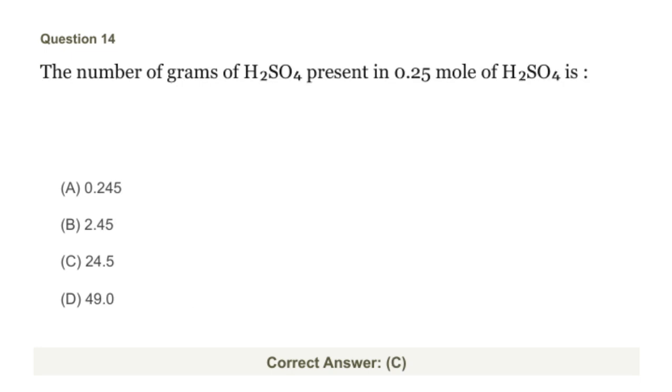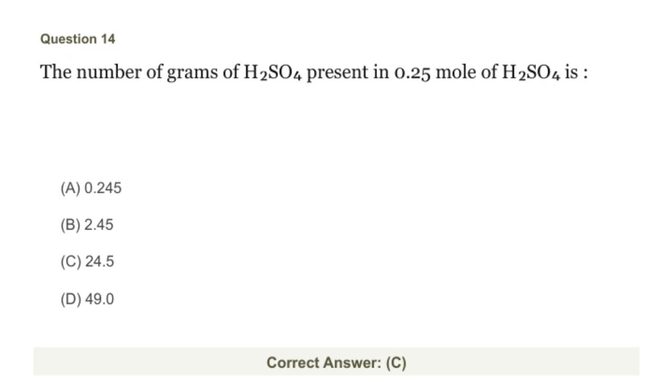All right, let's look at this question about calculating the grams of sulfuric acid, H2SO4, in a given amount. The question asks, the number of grams of H2SO4 present in 0.25 mole of H2SO4 is. The correct answer here is option C, which is 24.5 grams. Now, to understand this, remember that the key is to use the molar mass of H2SO4, for the molar mass is calculated by adding up the atomic masses of all the atoms in the formula: hydrogen, sulfur, and oxygen.